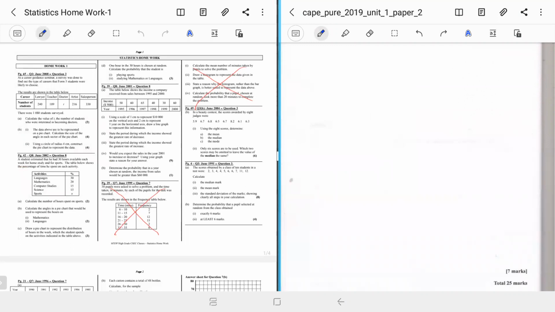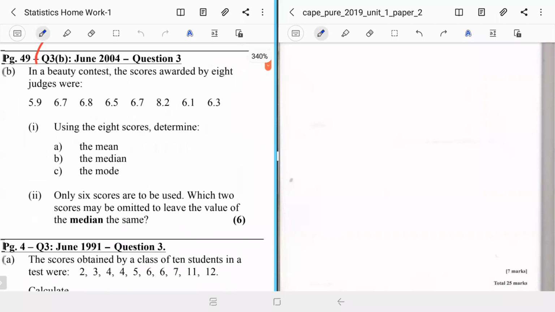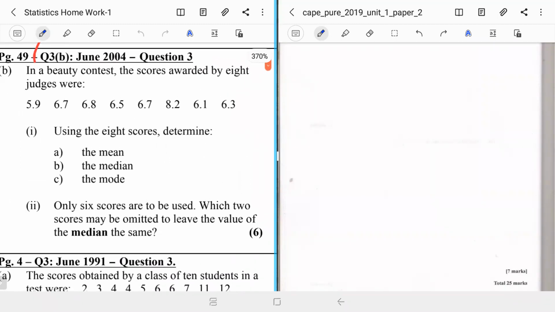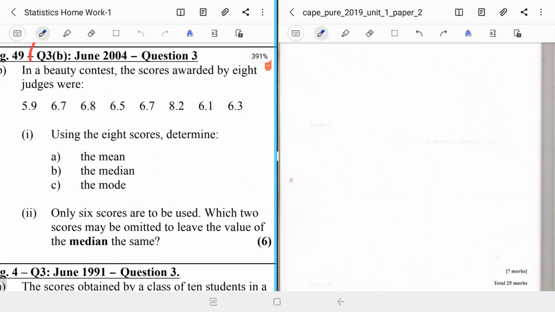All right, guys. So I'm going to start with this one. What I might do is ask some questions more than what they asked. This question right here. So the question gives us this set of data. It says, in a beauty contest, the scores awarded by 8 judges were these. So these are 8 scores.